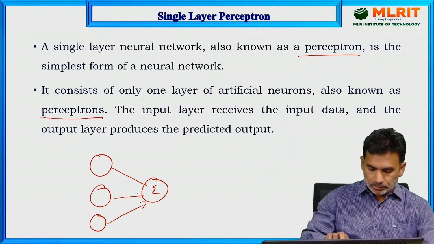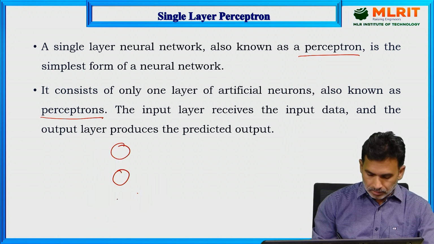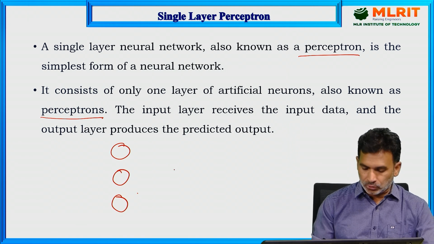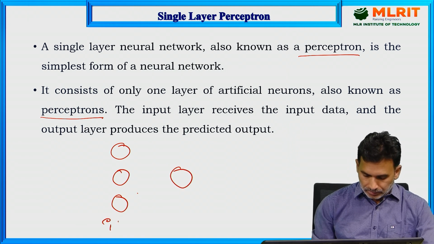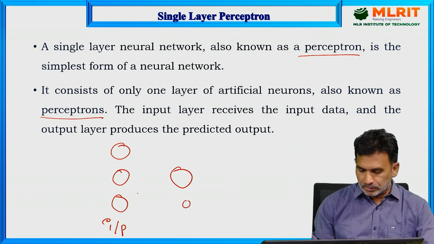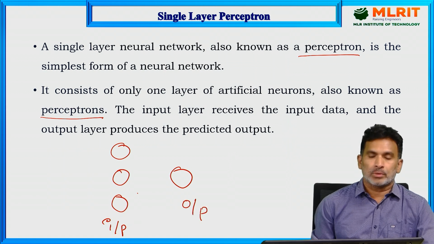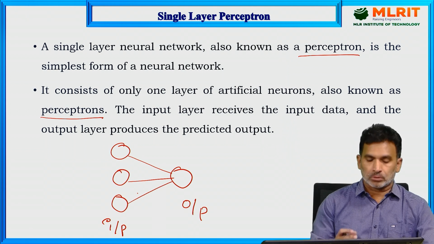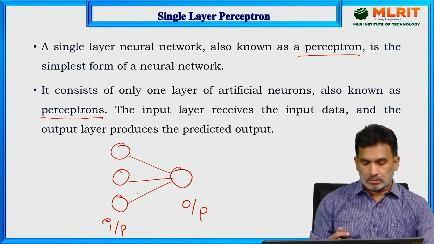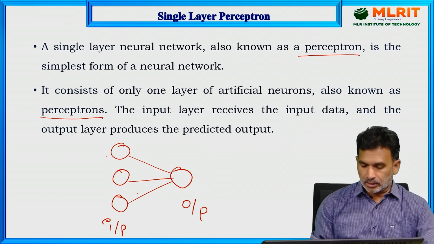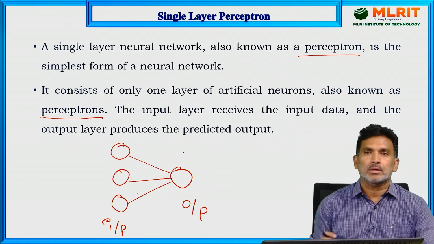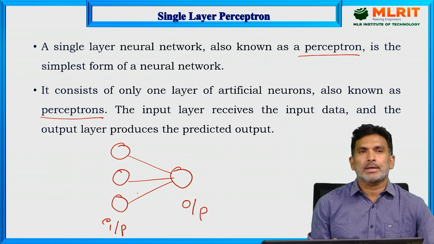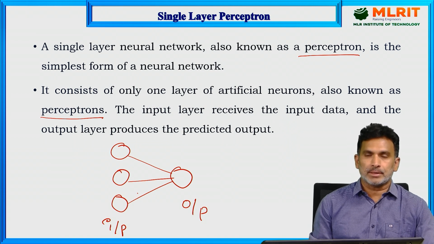So here we can take one simple single layer perceptron, and this is the input layer and this is the output layer. This is just an example of a single layer perceptron. In the first layer we have 3 neurons, and in the output layer we have 1 neuron. The input layer receives the input data and the output layer produces the predicted output.